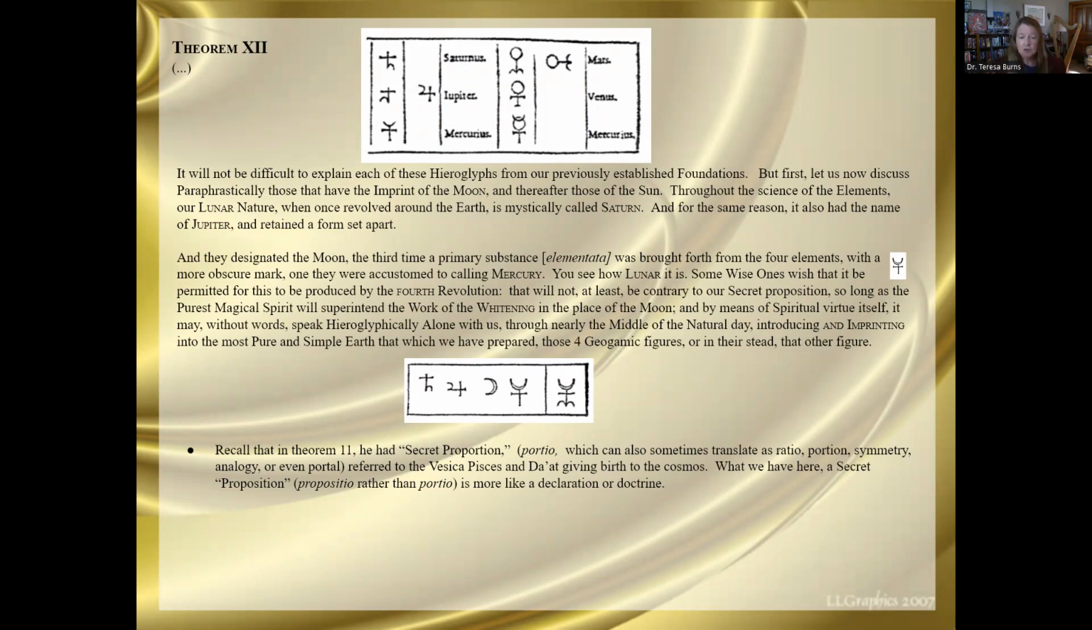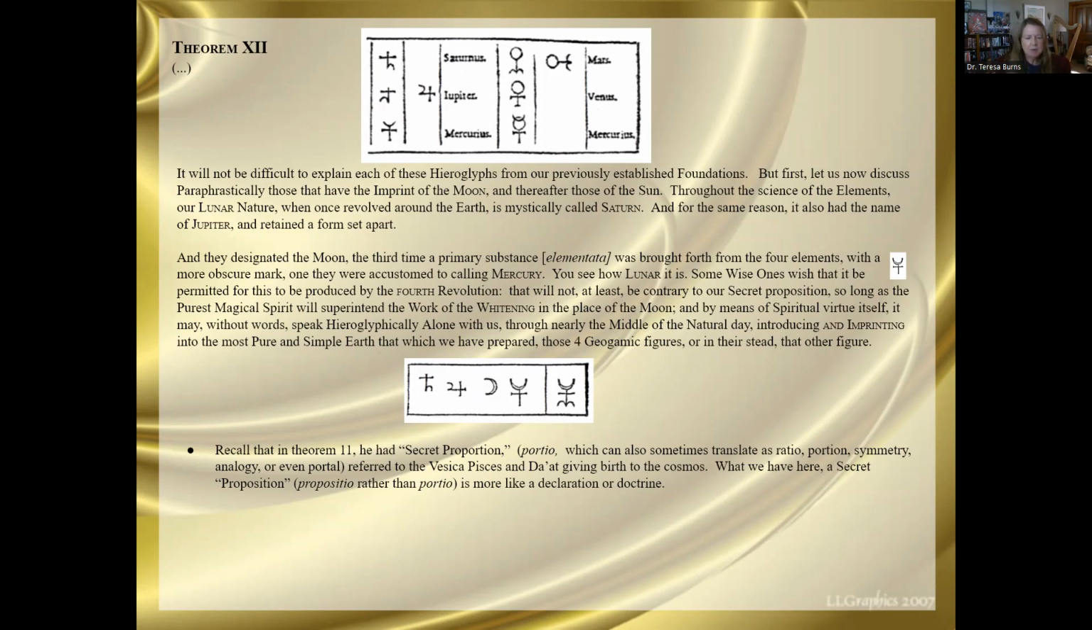Now, in the very last theorem, he had a secret proportion, which was referred to the vesica piscis or to dot, and it's in giving birth to the cosmos. So that word, the word that we translate as proportion, can also sometimes mean things like a ratio, a portion, two things that are symmetric in mathematics. It can be an analogy. It can even be a portal.